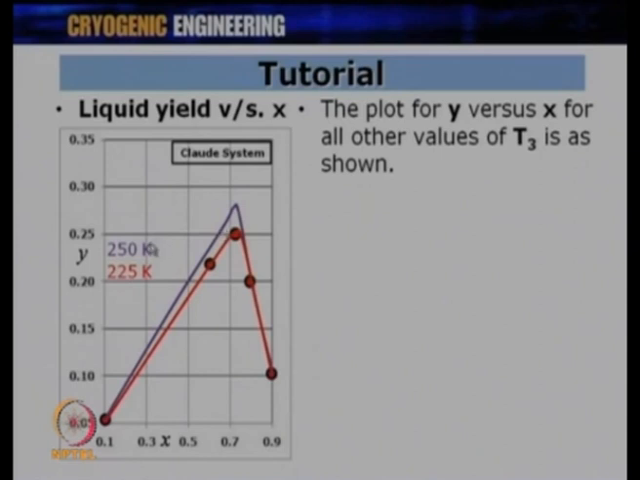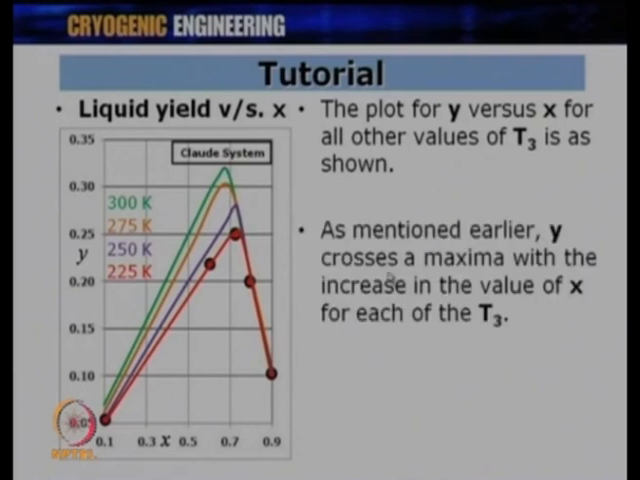The second curve is for T equal to 250 Kelvin. The third curve is for 275 Kelvin, and the fourth curve is for 300 Kelvin. So, what you can see from here is as the value of T3 is increased, that means 225 to 275 to 300 Kelvin, my Y or the yield has increased. Okay. So, theoretically I can understand that I can carry out the expansion from as high a temperature as possible, which is 300 Kelvin in this case, and that is going to be beneficial.